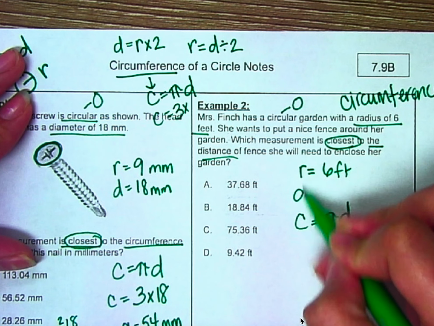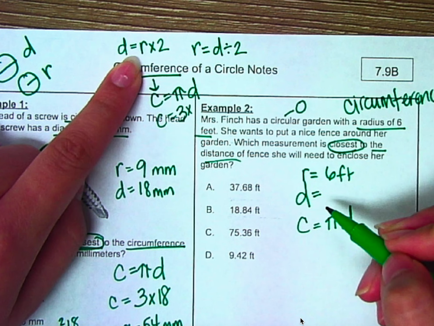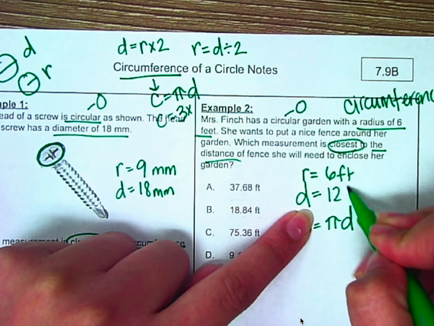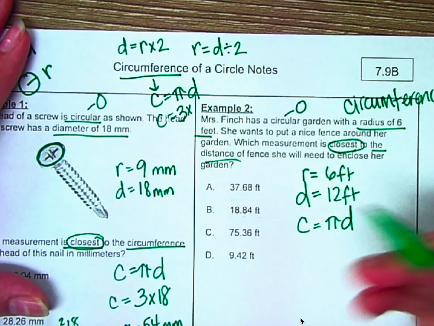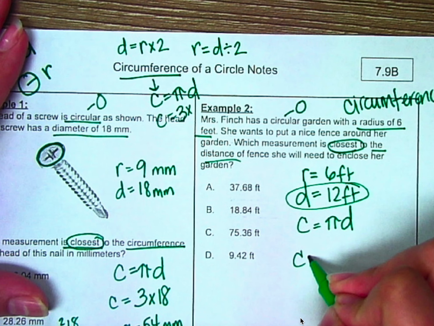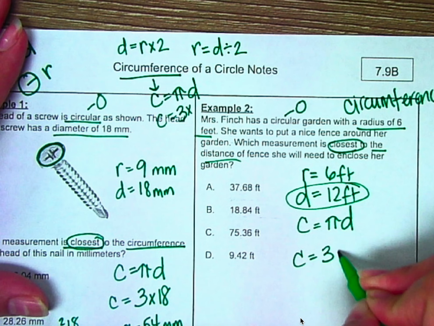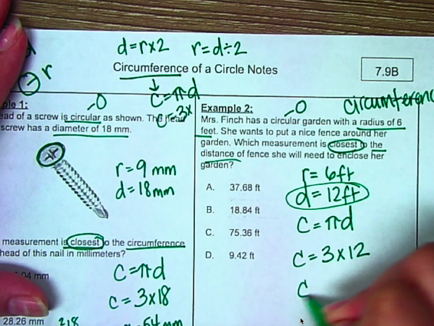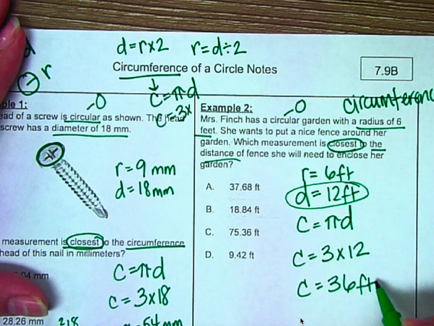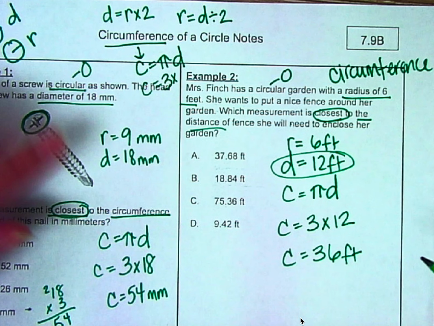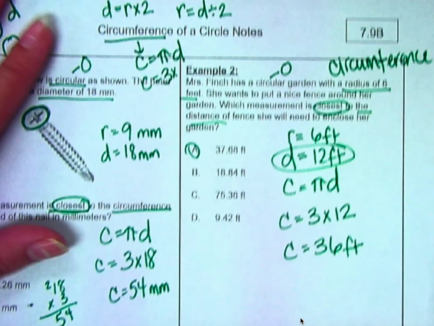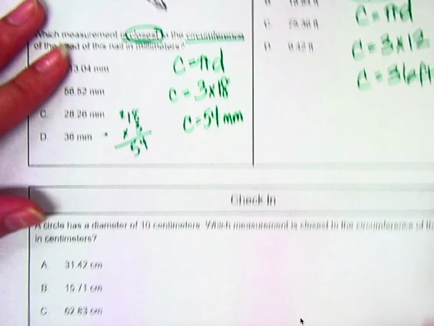I need to find the d, right? So d, what I have to do is radius times 2. So 6 times 2 is 12 feet. Now I'm going to plug in my numbers. I'm using this one right here. So C is equal to my pi, we use the number 3, times 12. 3 times 12 is 36. And feet goes there, my measurement. So which answer is closest? A.